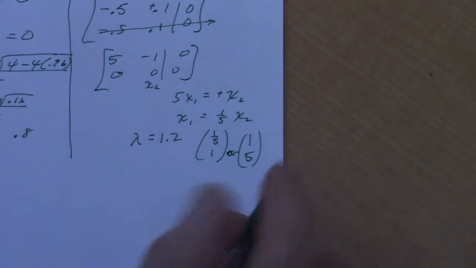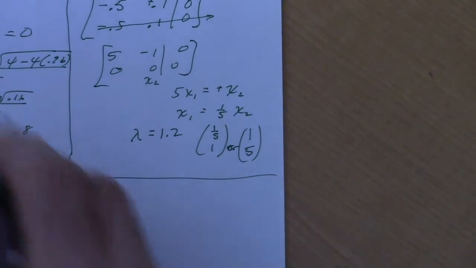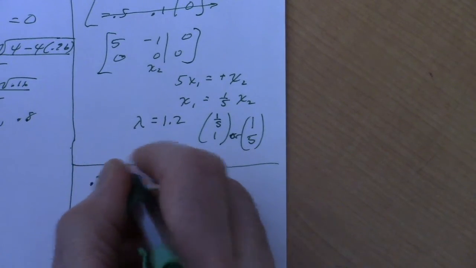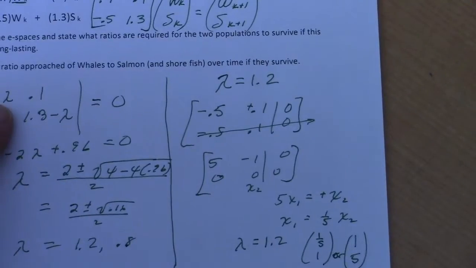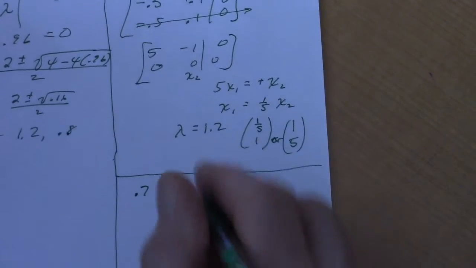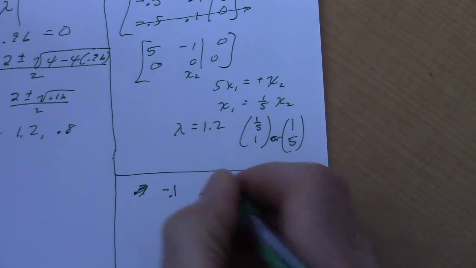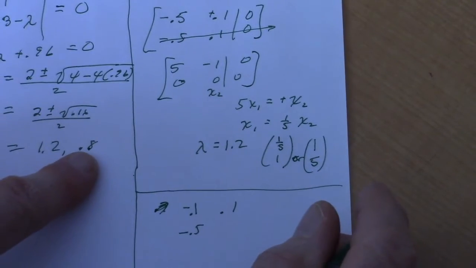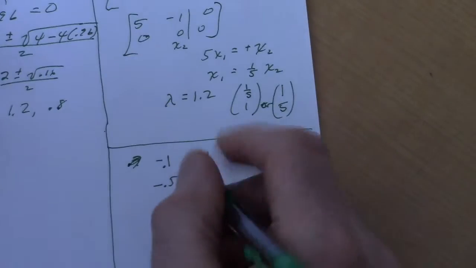And then for lambda being equal to 0.8, that's the other one. We get 0.7 minus 0.8, which is negative 0.1. So negative 0.1 and 0.1 there. Then negative 0.5. And if we plug in 0.8 into here, we get 1.3 minus 0.8 is 0.5.